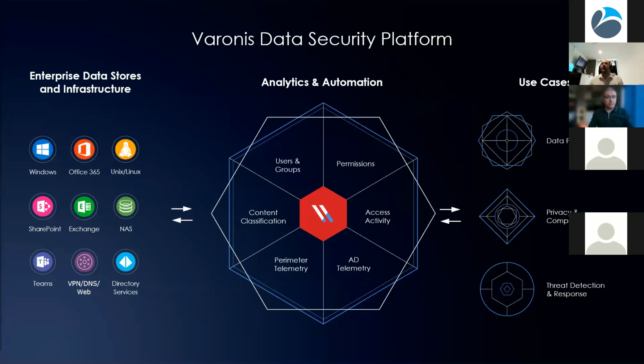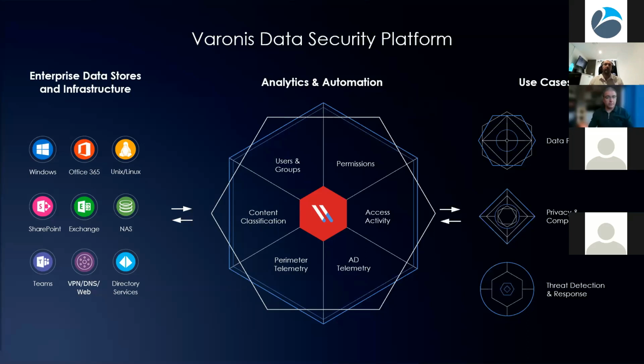So how do we do all that, and how do we pull all that together? We start by looking at your enterprise data stores and your supporting infrastructure. That's your on-premise Windows file servers, you might have NAS devices, Linux, Unix file servers, etc., as well as your Office 365, so SharePoint Online, Exchange Online, OneDrive, Microsoft Teams included within that, and then the supporting infrastructure behind that, so your Azure Active Directory, directory services on premise, your VPNs, DNS, and web proxy.